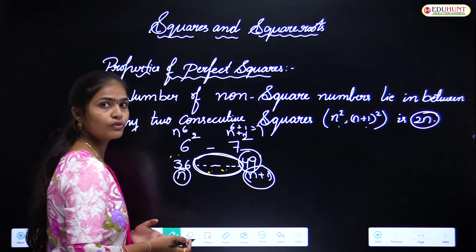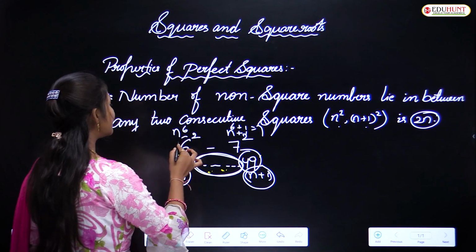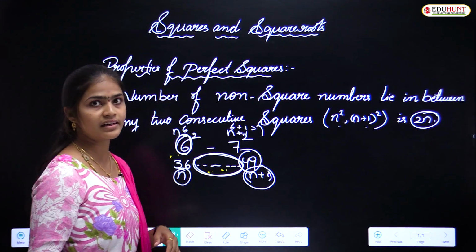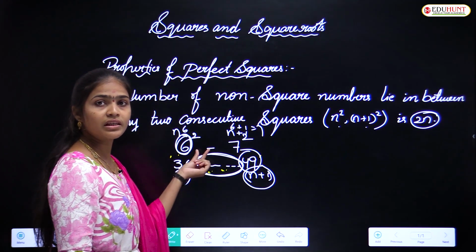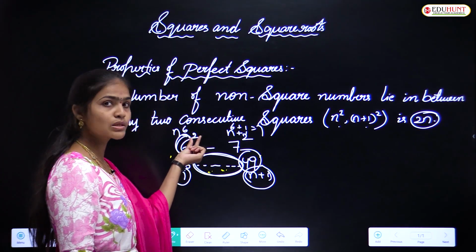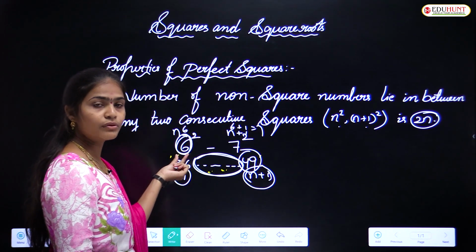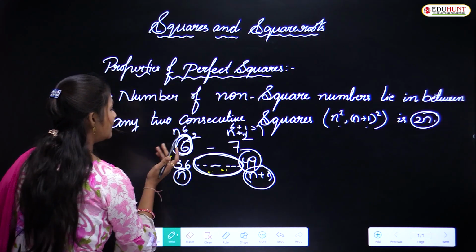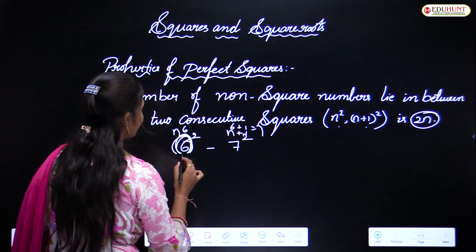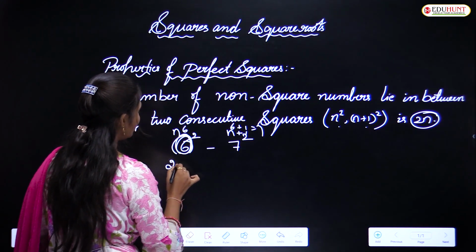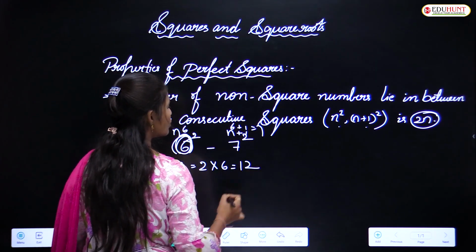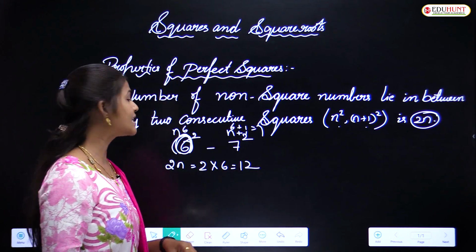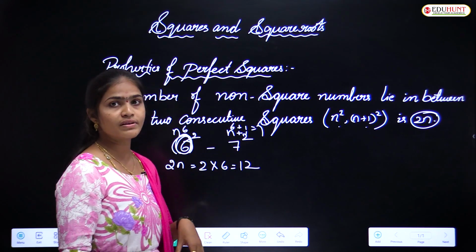So what do we have to find out? Here you have to take this as 6. Don't take it as the square value; you have to take the number whose square we have taken. That one only you have to consider. So this is that n value. So 2n, we can take 2 into 6 is equal to 12. So 12 non-square numbers lie in between 6 square and 7 square.